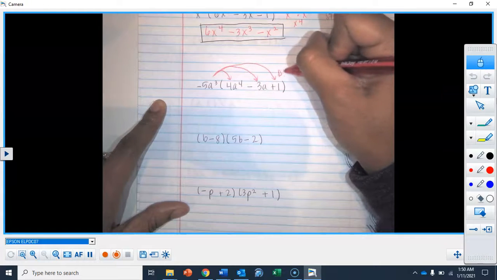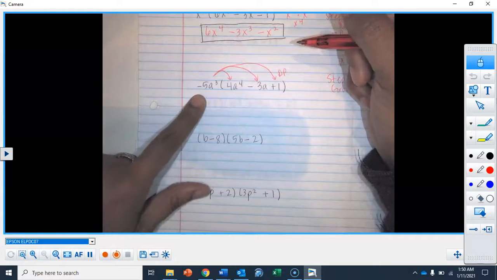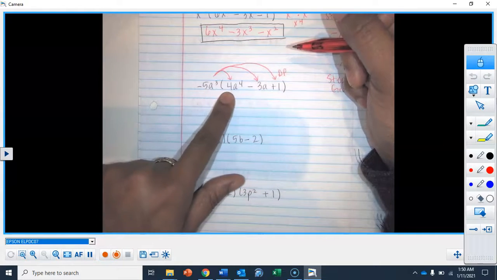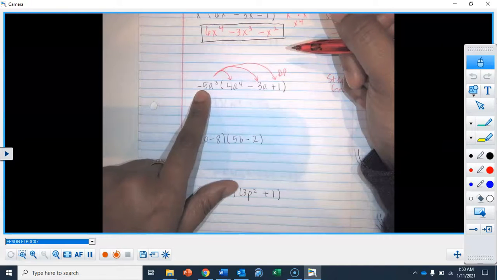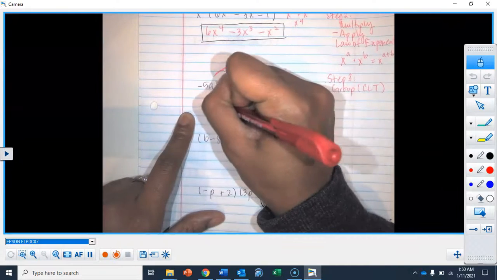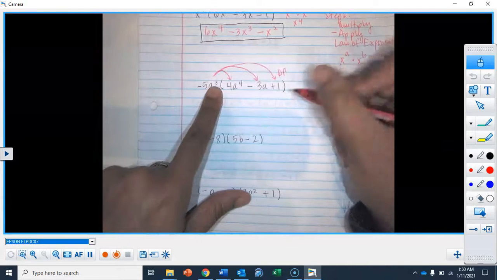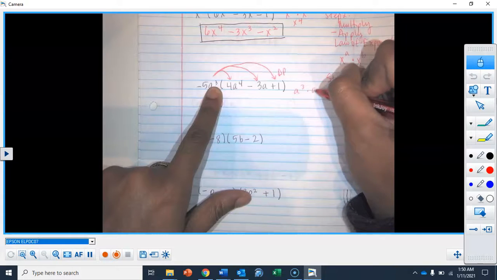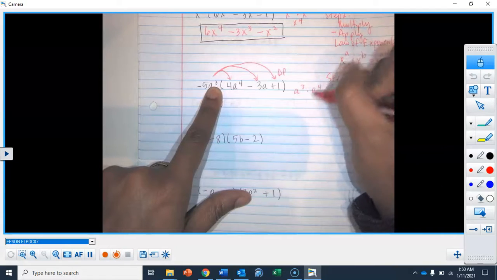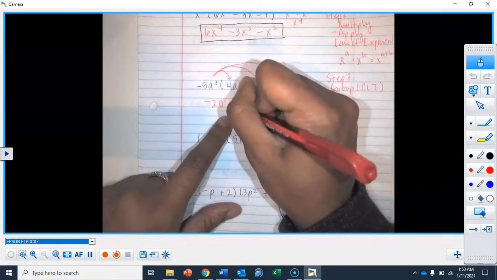Okay, so we're doing our dp. If I have negative 5a to the 3rd times 4a to the 3rd, well, negative 5 times 4 is negative 20. a to the 3rd, I'm going to do my scratch work, times a to the 4th. They have the same base, different powers. We add them for a to the 7th.